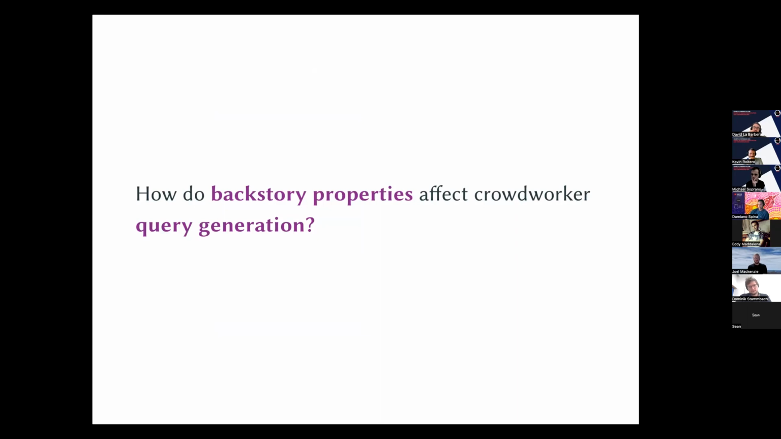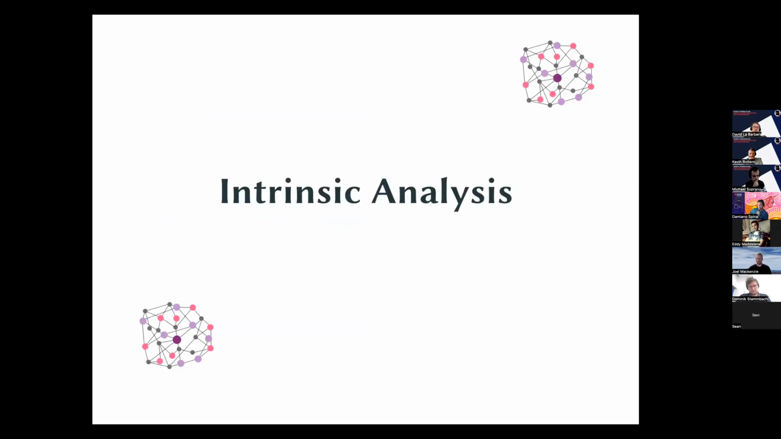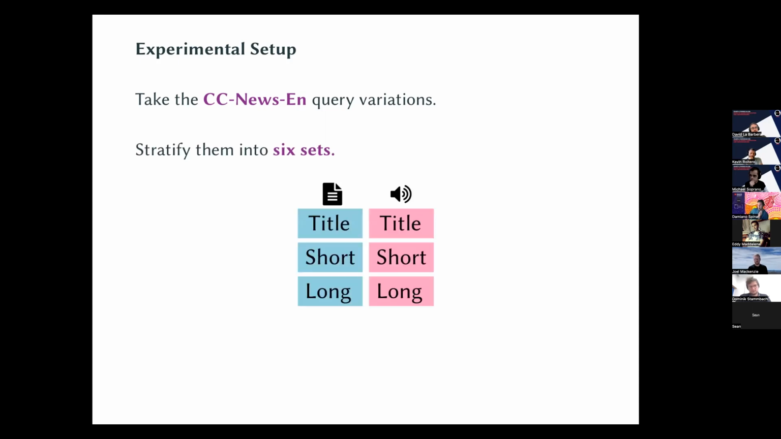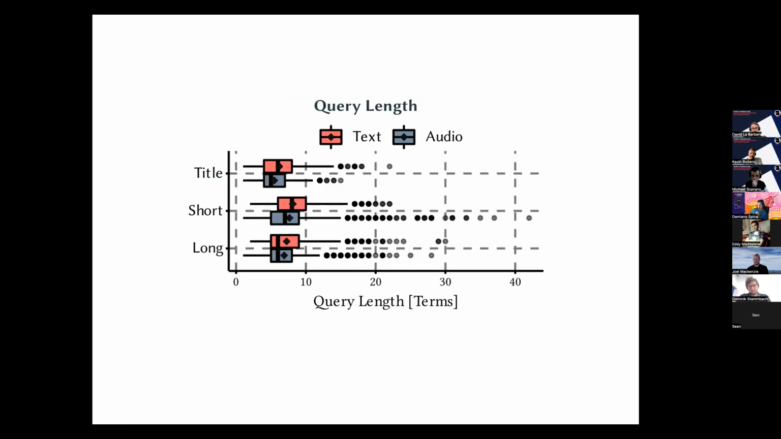And so what we wanted to know is, do these different backstory properties, or the way we deliver them to crowd workers, affect the queries that they end up generating, right? Because that's what we're trying to do. We're trying to generate varied sets of queries. We were interested in seeing how the variability changes, basically. So the first thing we did was some intrinsic analysis. We took the query variations that we generated from the crowd workers. We stratified them into the 6 sets that I just showed you. And then we analyzed the difference between the sets, or within the sets, to try and understand more about the variance. And so the most obvious thing to look at first was the length of the queries that come out.